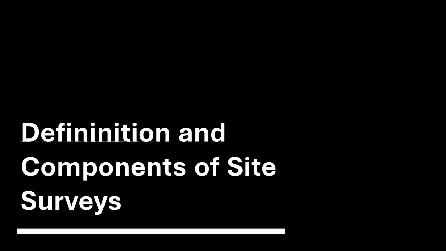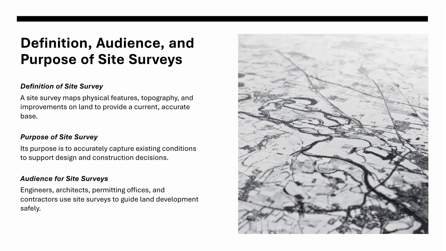Now that we've set the stage by contrasting boundary and site surveys and their purpose, let us dig deeper into what a site survey actually is. When I say site survey, I'm talking about the detailed mapping of the physical features, the topography, and the improvements that exist on a given tract of land. Unlike a boundary survey, which starts with the deed, the patents, and the historical record, a site survey starts with the here and now. Its mission is to capture, as completely as possible, what is on the ground today.